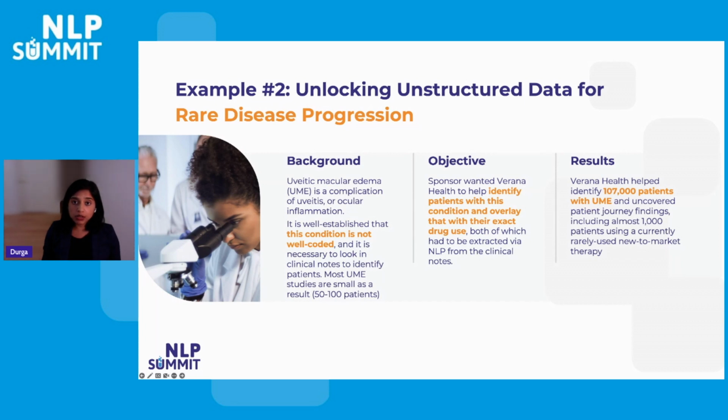In this case, the sponsor wanted Verana Health to help identify patients with this condition and overlay that with their exact drug use, both of which had to be extracted via NLP from the clinical notes as the new drug did not yet have a permanent J code. Using our UME algorithm that we developed using some of the steps I described previously, we were able to identify over 100,000 patients with UME, with just orders of magnitude larger than any study that's been previously done. And we were able to uncover patient journey findings through this, as well as identify almost 1,000 patients using a currently rarely used new-to-market therapy.